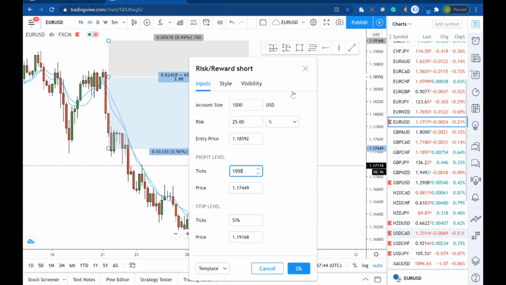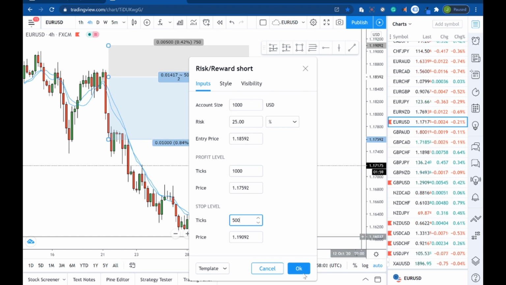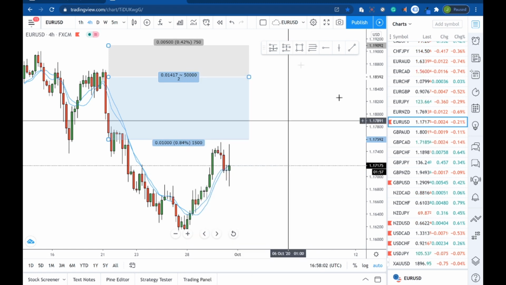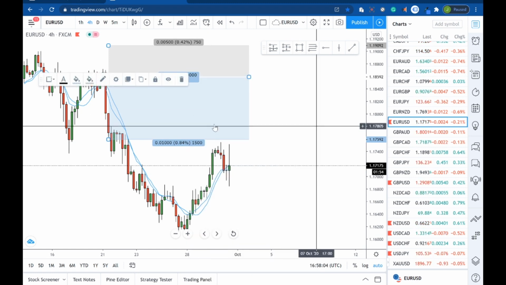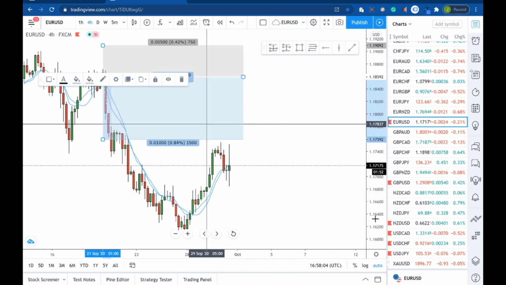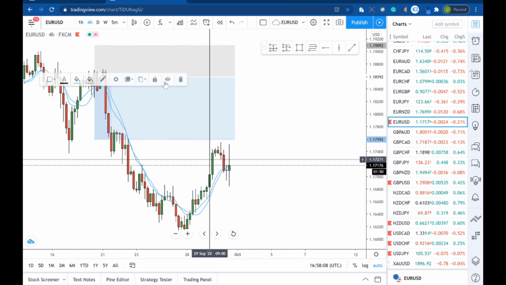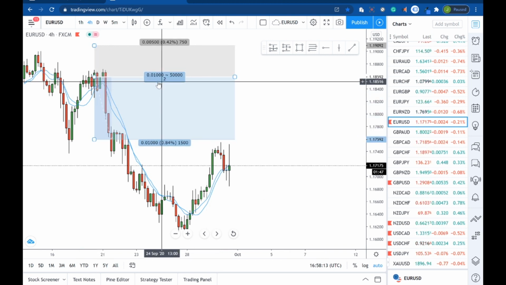Okay, so I'm going to go through and type this. So 1,000 here for the profit level. And let's make the stop loss half of the take profit, 50 pips. 500 ticks, 500 points is 50 pips. So I'm going to hit OK. And we can see this is what we're looking like. Let me just pull this in here. And this should say risk 1 to gain 2, right? Because we're risking 50 to gain 100.